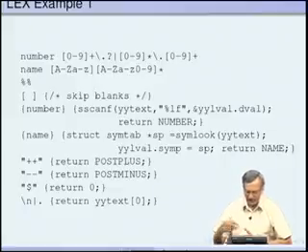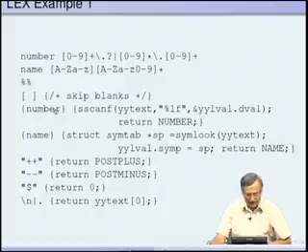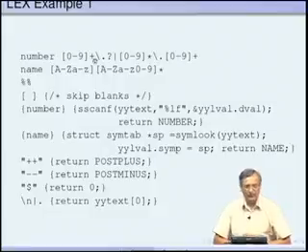There are actually many of these tokens which are recognized by this particular Lex specification. There is a definition section which shows two definitions. There is a number definition and then there is a name definition.